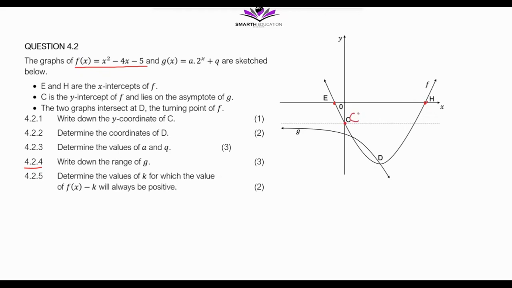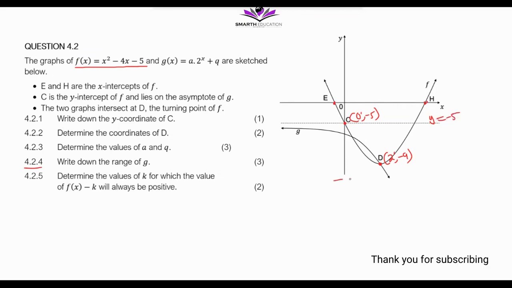We found that c is (0, negative 5). The two graphs intersect at D, the turning point of f. We found that D is (2, negative 9). Write down the range of g. The equation of the asymptote is y is equal to negative 5.